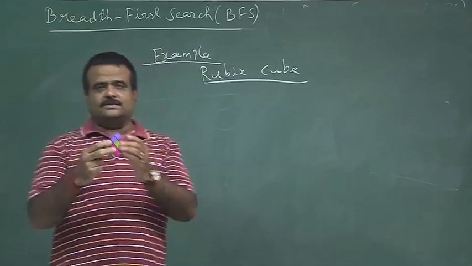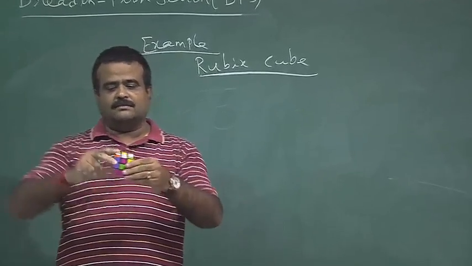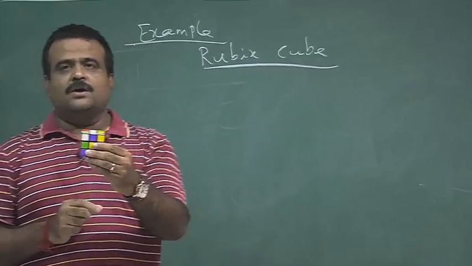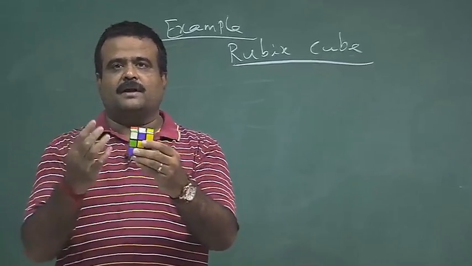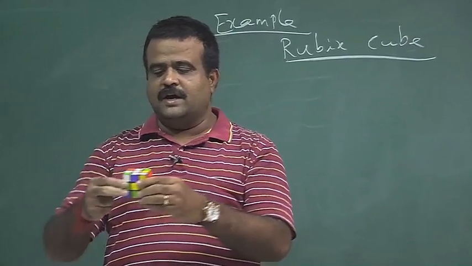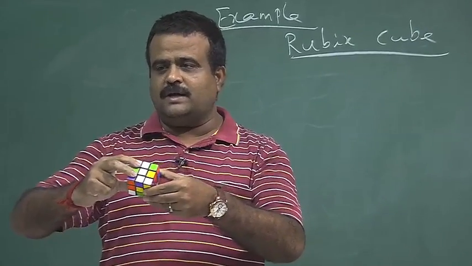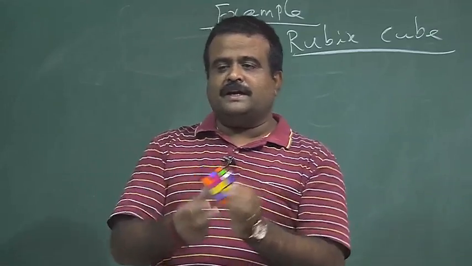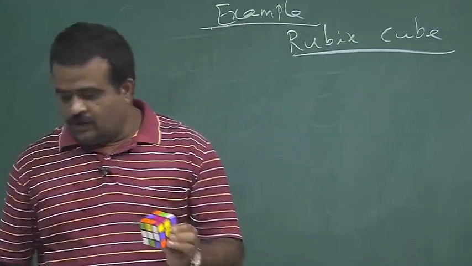So, it has a solved state, and each position we can define as a state. So, we can have a graph where each position is a state. Now, if we change it, it will give us another state by just one move. So, this is a state. It has a solved state.